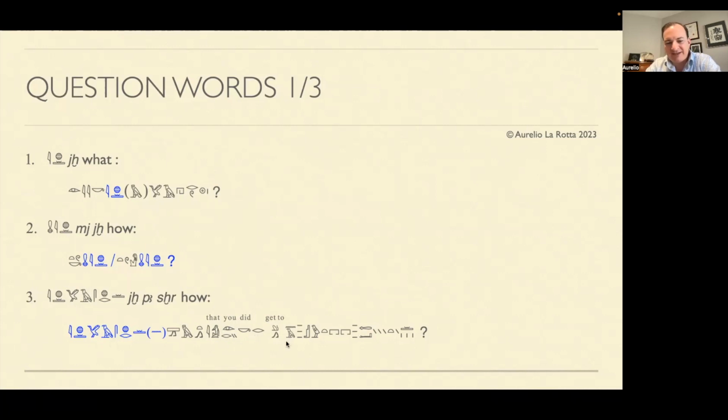Pech, to get to or to reach. Na sut, the places, so in this case the tombs. Which tombs? The tombs ayut, the great tombs. In other words, how did you get to the great tombs? Or how did you walk to the great tombs, if you like? In any case, it's just another way to ask the question how.